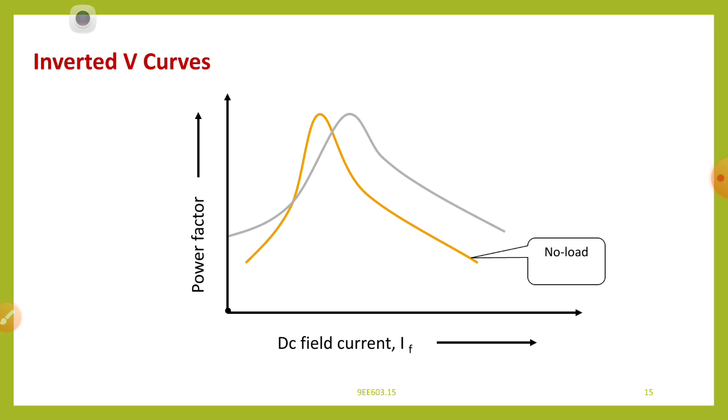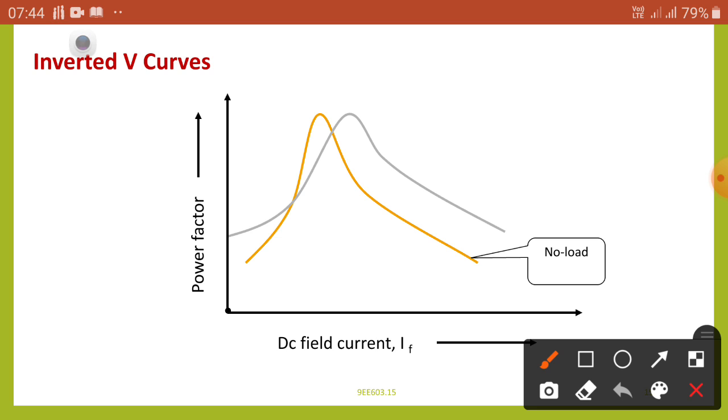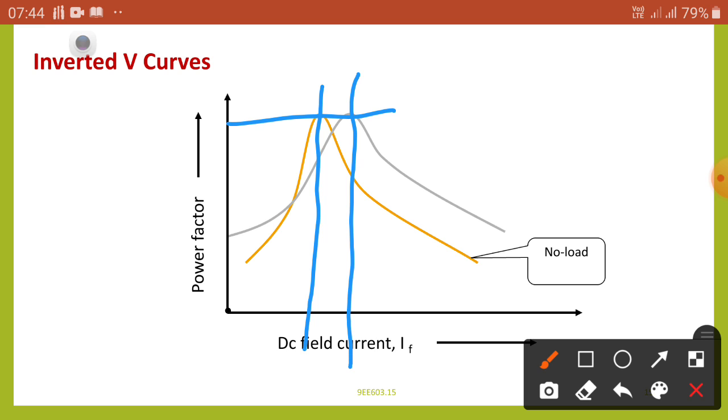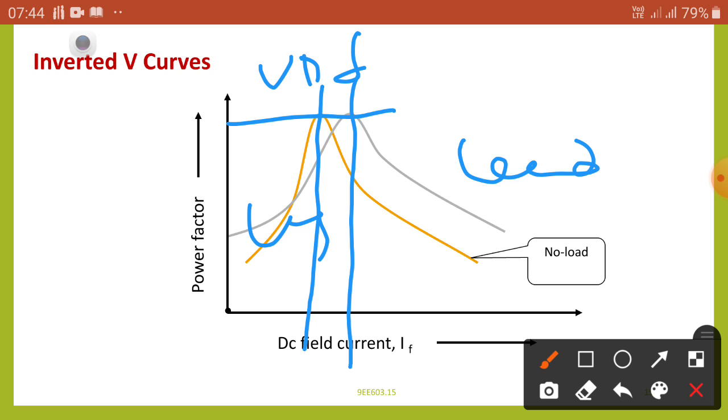At 50% of the load, the curve changes. You can observe one thing: this is the field current at no load, and now the field current changes from this place to this place. Some more field current is required to maintain UPF. Here is the UPF, unity power factor, and this is the lagging area and this is the leading area of this curve.